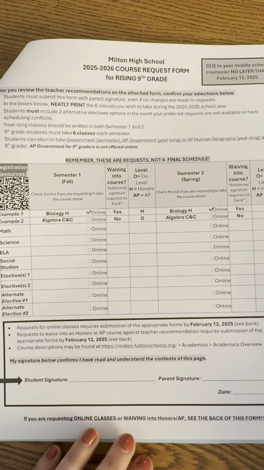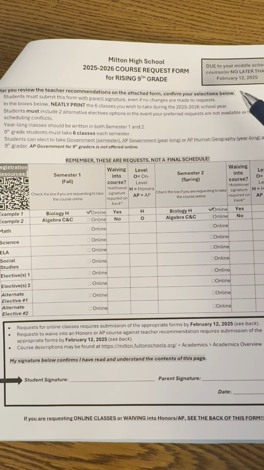While we're going through this form, you'll review the teacher recommendations that are on the top sheet, and we will get back to that in just a moment. All students must submit this form with a parent signature, even if you don't want to make any changes to the courses that are listed on the blue sheet.